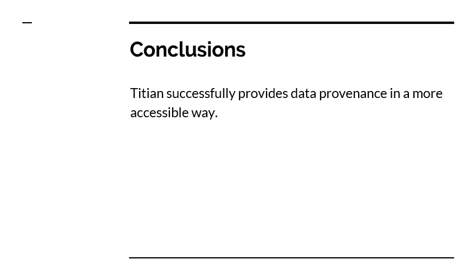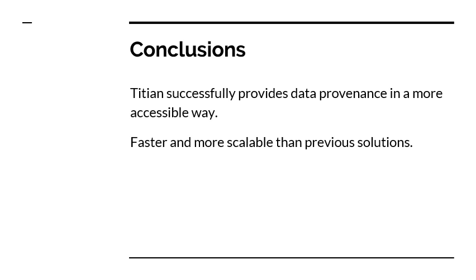Frustrations found by using previous solutions of data provenance have sparked the development of Titian, which, by extending the Spark RDD abstraction, makes use of an environment familiar to the Spark programmer, providing data provenance in a more accessible way. Titian opens the door to some interesting use cases, such as program debugging, data cleaning, and exploratory data analysis. It also proved to be faster and more scalable than previous solutions like Newt and Ramp.